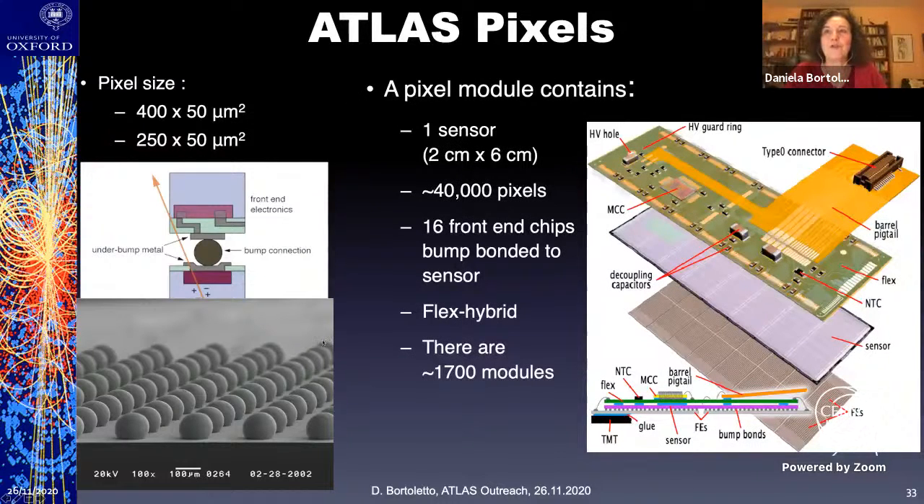Here is a picture of the module. It contains one big sensor, which is connected with 16 chips that you can see here, and then connected with the hybrid, which is Kapton and copper, and then it connects the information out through these Kapton lines, and you take the information out according to which pixel fired by this particle. So you get a very precise point of information.